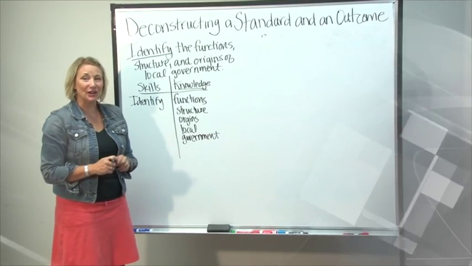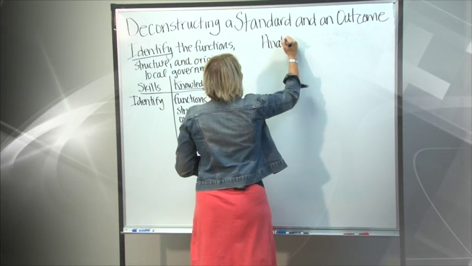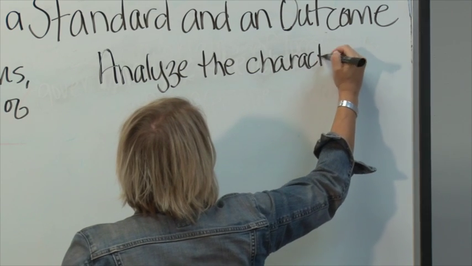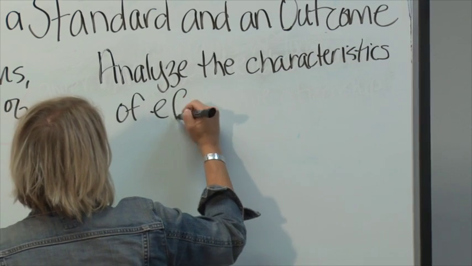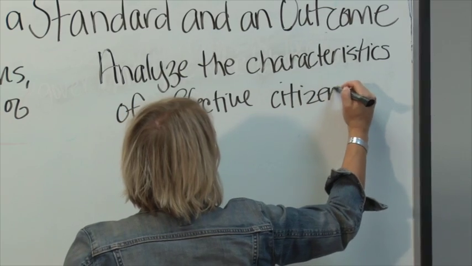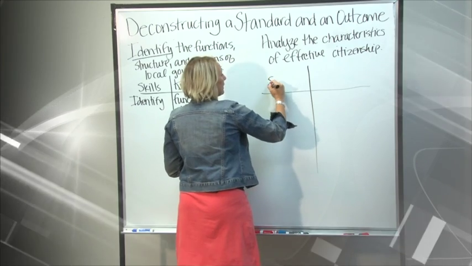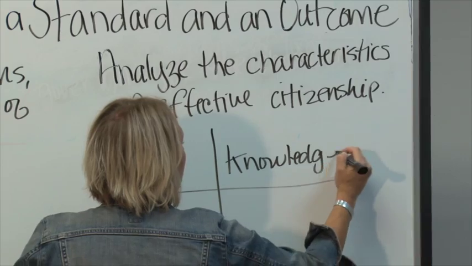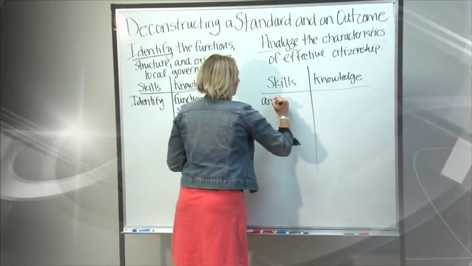Okay, now we're going to deconstruct a social studies world-class outcome. We're going to be looking at analyze the characteristics of effective citizenship. Now, just like we did with the standard, we're going to break it up into two parts. We're going to break it up into the skills and the knowledge. Looking at this outcome, we can see that analyze is the skill. So we'll put that here.